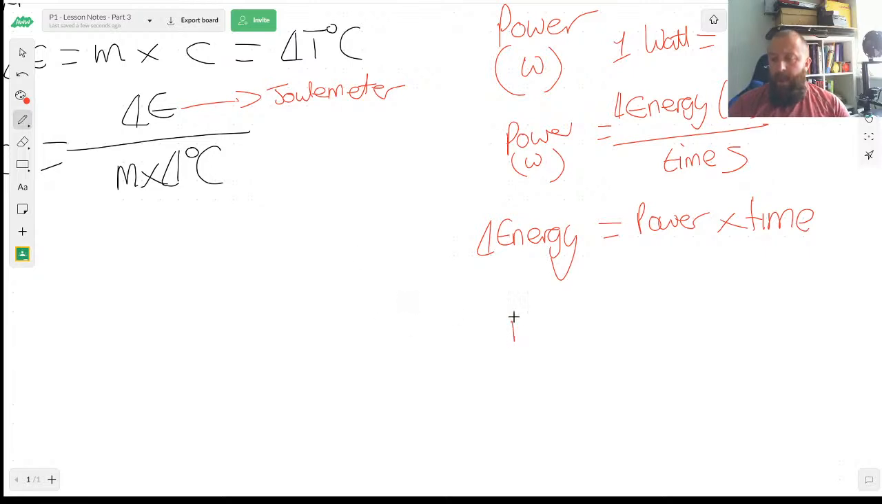Now, as I said before, we put a voltmeter and an ammeter in there because actually we may not know or we may not trust what the power rating is on our heater. So in this case, we're going to use a slightly different formula. Power equals our voltage, so our potential difference, the reading on our voltmeter, multiplied by our current, which was the reading on the ammeter. So we can get our power rating there.